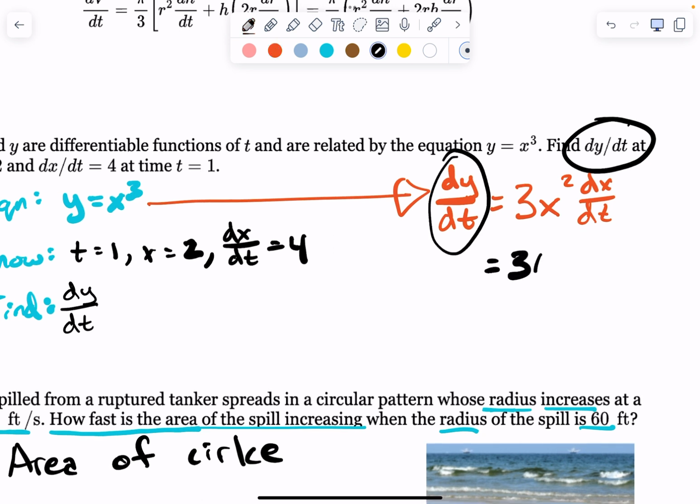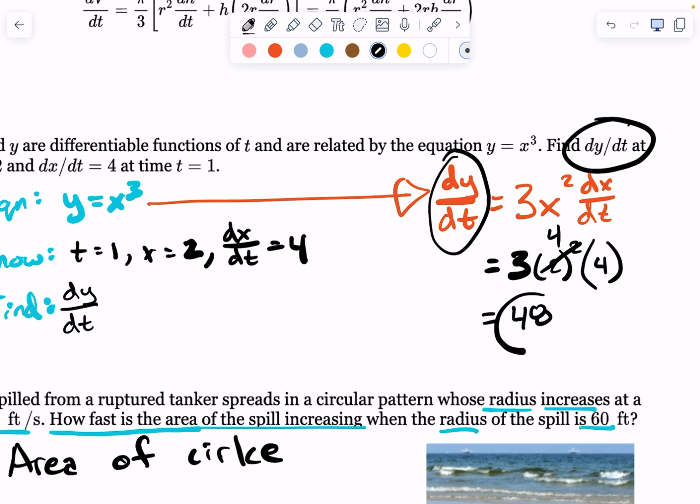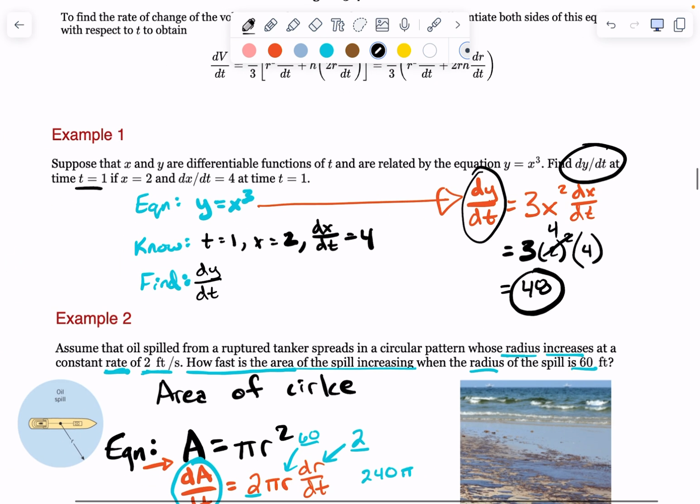x is 2. Why did they give me t equals 1? I don't even have a t in my equation. Sometimes they give you things that you don't need. dx/dt is 4. So the rate that y is changing with respect to time is 48. And we don't even have units. It's 48 distance per time. We don't know what the distance is. We don't know what the time is. Okay, got it? Whoa. That was cool.